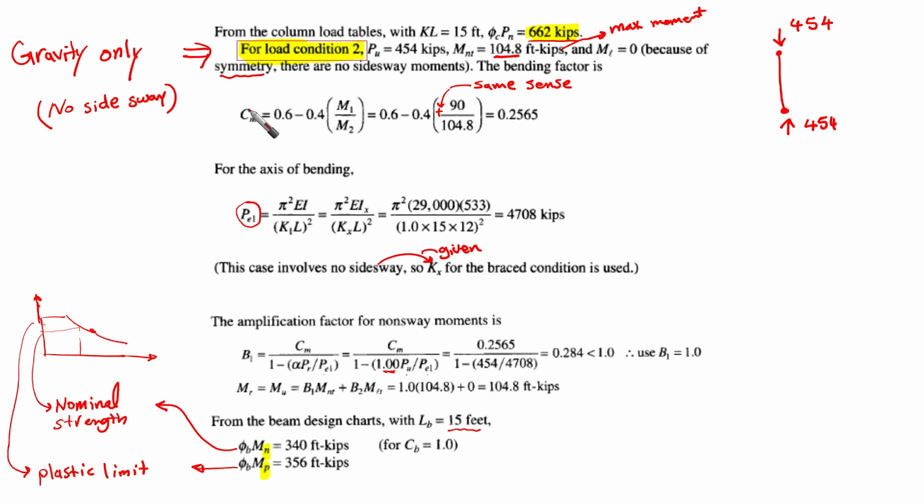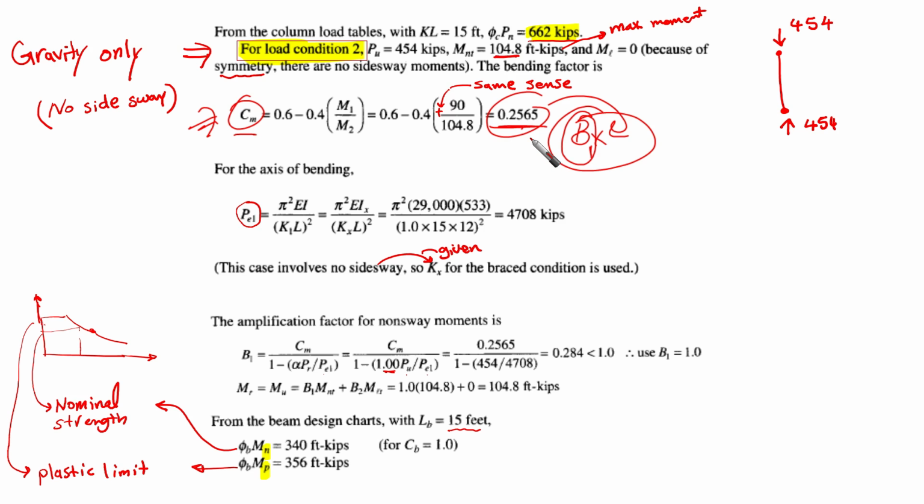This is the ratio, and this is Cm. Cm is 0.256. What is the meaning of this? This means that we are going to multiply B1 by this value. This means that we are going to reduce the B1, which is the amplification factor, by almost 75%. This is what the Cm equation is telling us here.